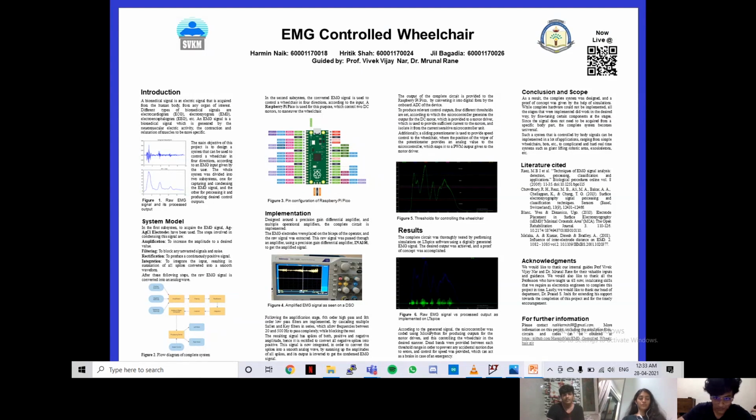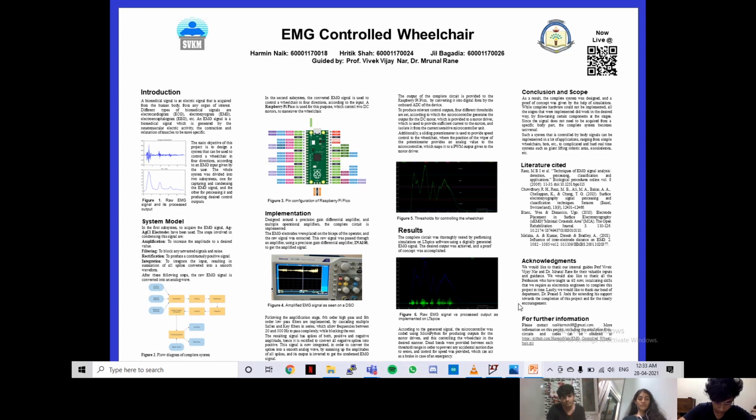Today we will be showing you our project, an EMG controlled wheelchair. An EMG signal is a body signal which is generated by the neuromuscular system. A muscle contracts whenever it receives an impulse from the nervous system. The impulse is in the form of an electric potential emitted from the dendrite of one neuron to the axon of another. And when this happens, the neuron is said to be fired.